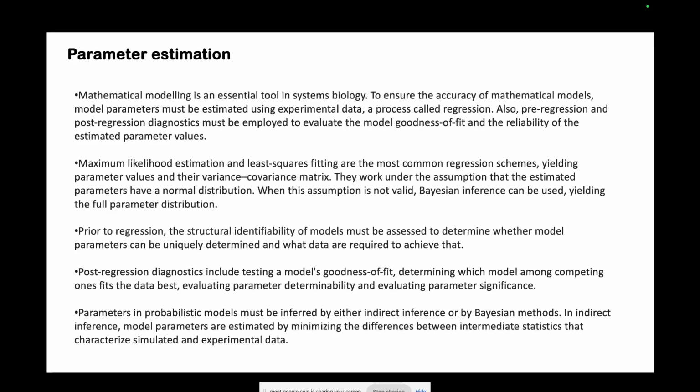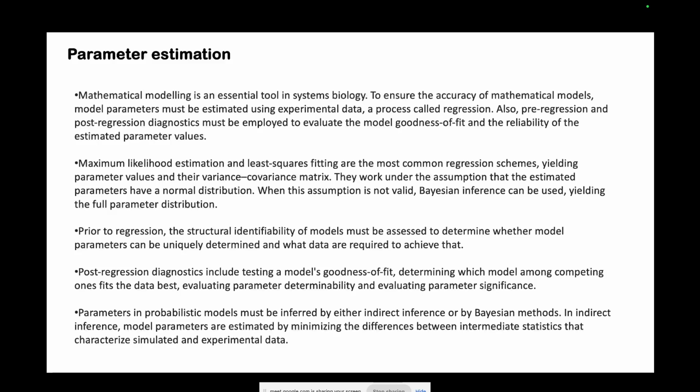So that's estimation theory. If somebody has ever taken up statistics, they'll know there's a separate branch of science dealing with estimation of parameters, and there are a number of ways you can do it, and a lot of complicated ways as well. But simply speaking, what do you mean by parameter estimation? I'll read from here only. Mathematical modeling is an essential tool for systems biology, and to ensure the accuracy of the mathematical models, the model parameters, in our case that k value, must be estimated using experimental data, a process which is called regression. I hope a lot of people have heard of regression.